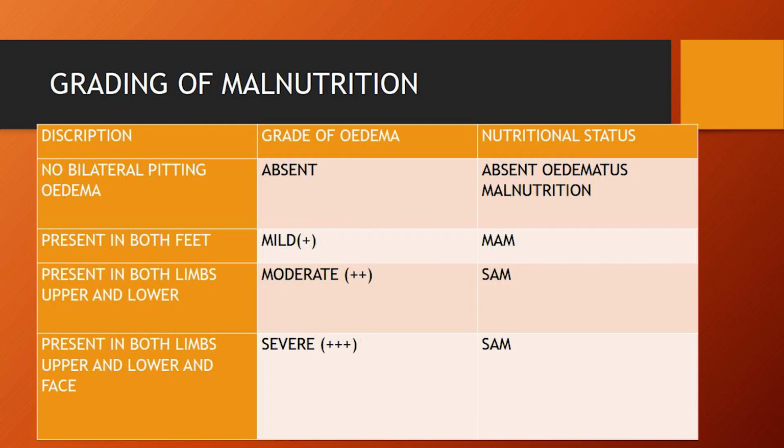So, stages of malnutrition can be graded by looking at the bilateral pitting edema. That is the reason why bilateral pitting edema is a clinical sign, or a clinical tool, or a clinical index which would help to assess the nutritional status of the child or adolescents of the age group of 5 to 19.